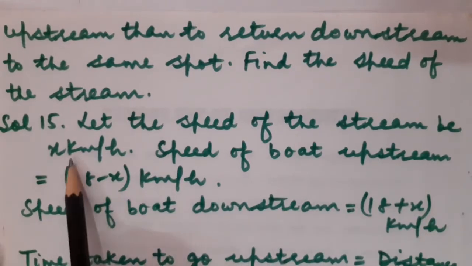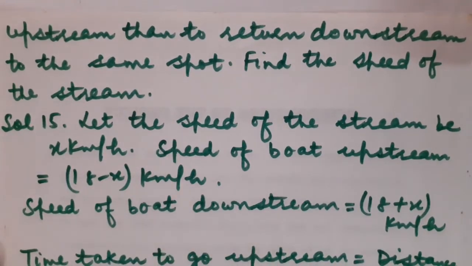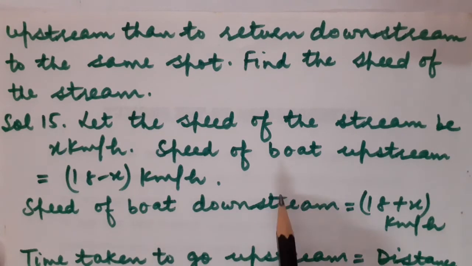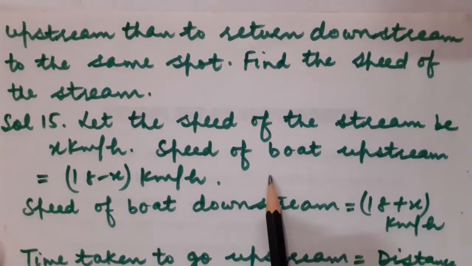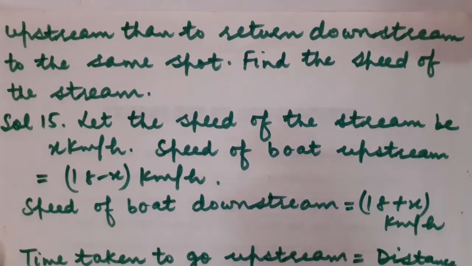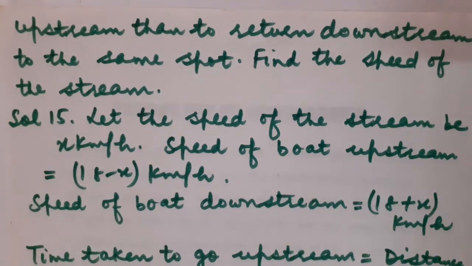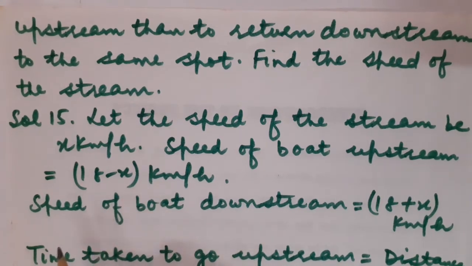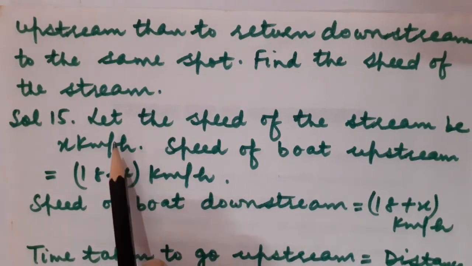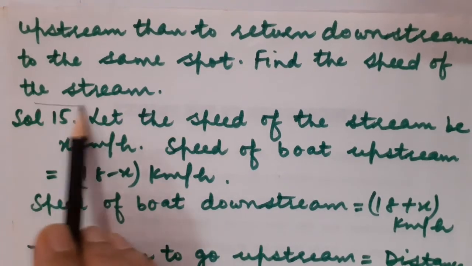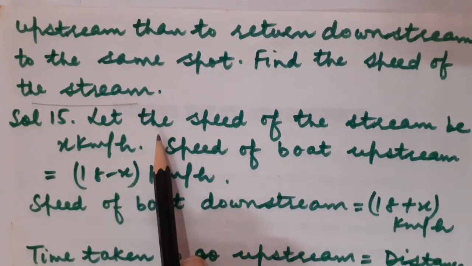Children, before I start the solution of this question, let us recall the same concept which we did in pair of linear equations in two variables. There, children, we were going to find the speed of the stream as well as the speed of the boat in still water. We were dealing with two variables. Fine, but here we are going to deal with one variable only. Correct? So here we know the speed of the boat in still water. Fine. So we have to find out only the speed of the stream. So let us start the solution.